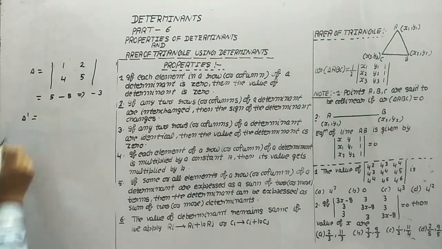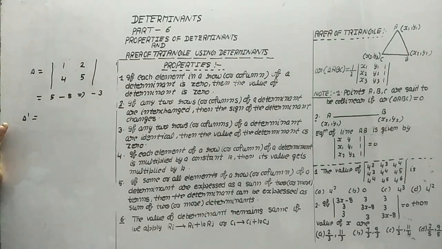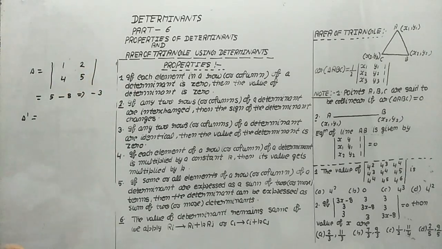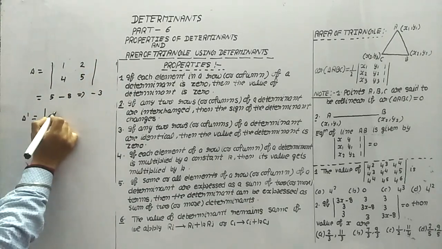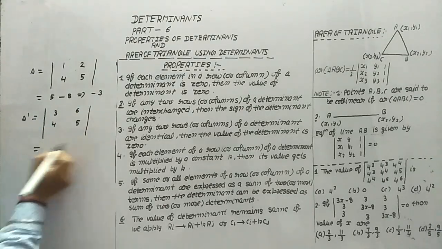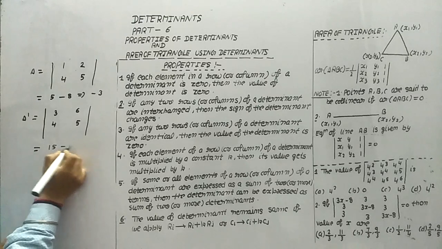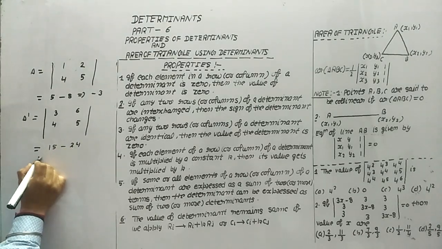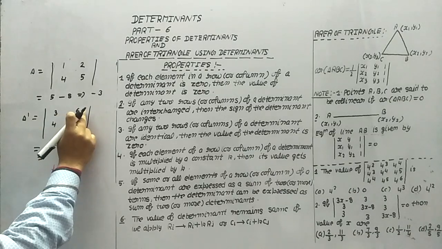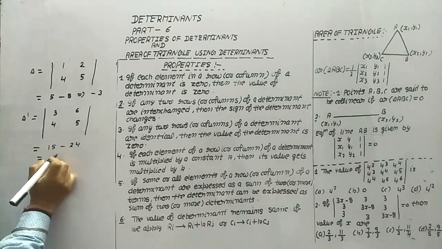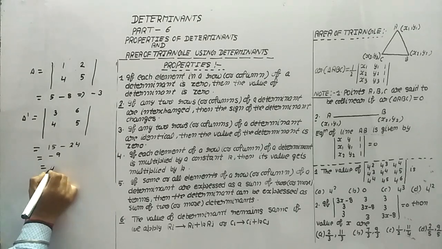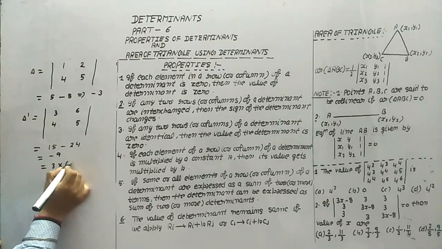Now I have to calculate the value of this determinant when I am multiplying the first row by 3. Look at this thing. If I multiply the first row by 3: 3, 6, 4, 5. Now calculate the values. 5 times 3 is 15, minus 24. Now 15 minus 24 means minus 9. It means 3 into minus 3.